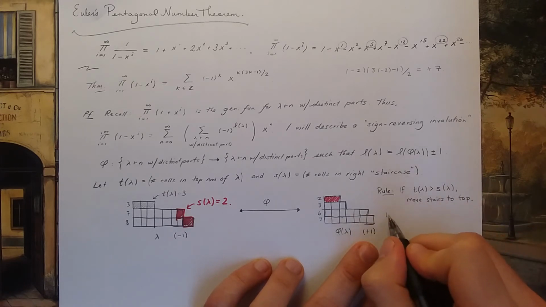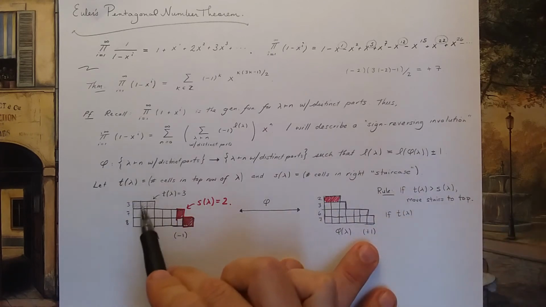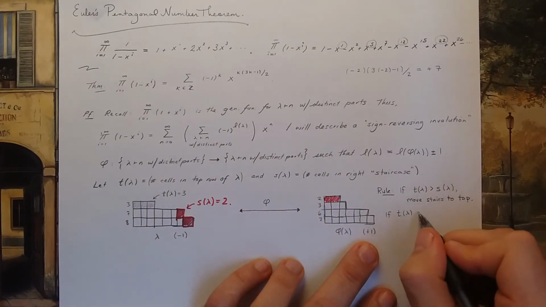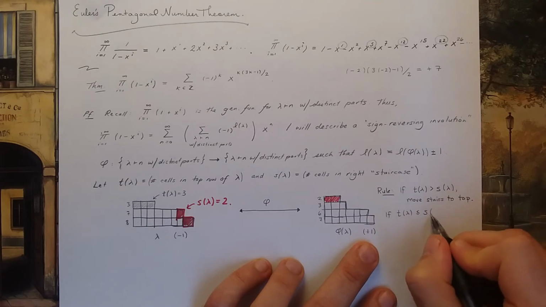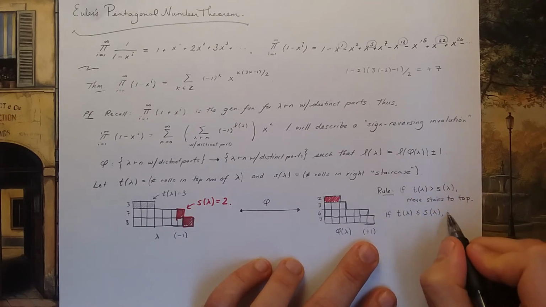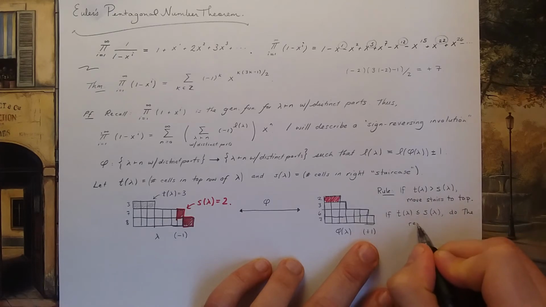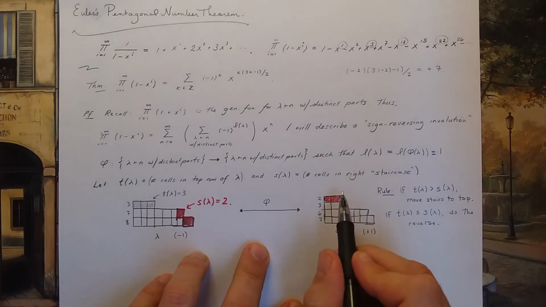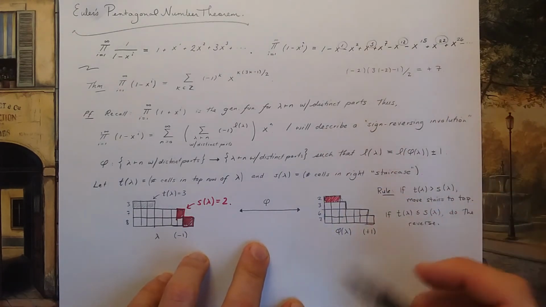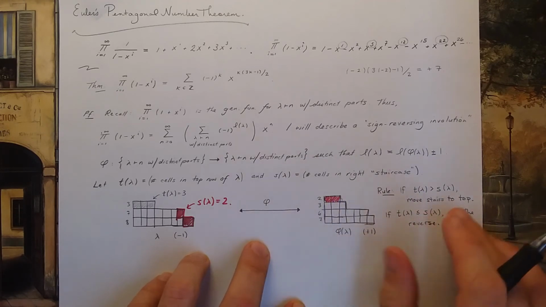Okay, if not, so if the top of these cells here is less than or equal to the side of the stairs, so S lambda, undo the operation, do the reverse. And what I mean by do the reverse is you take the cells on top, remove them, and pad the side of the stairs with the cells.